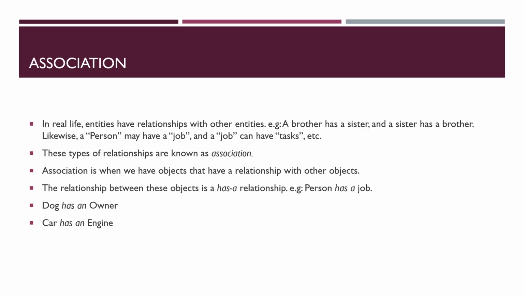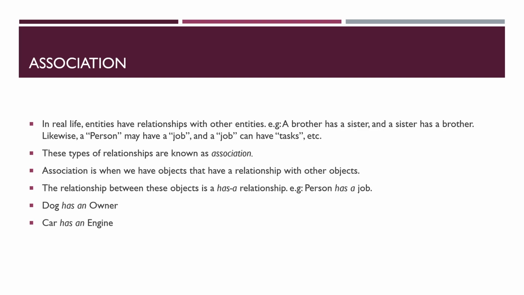Okay, and I want you guys to start thinking of every single thing that we're referring to in real life as objects in programming. So when we have these types of relationships between objects, this is known as association. And association is just when we have objects that have a relationship with other objects, right? We have objects composed of other objects.